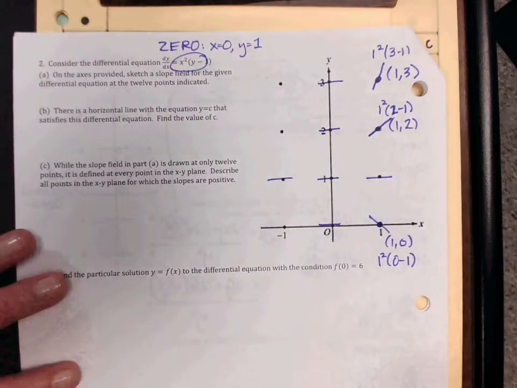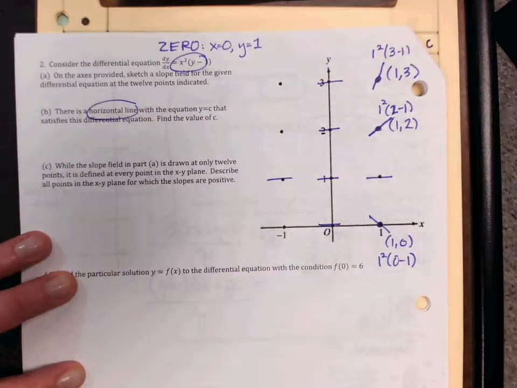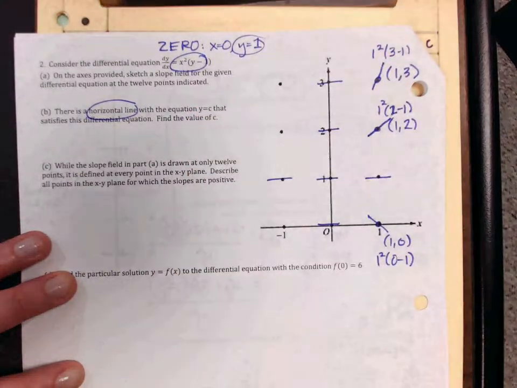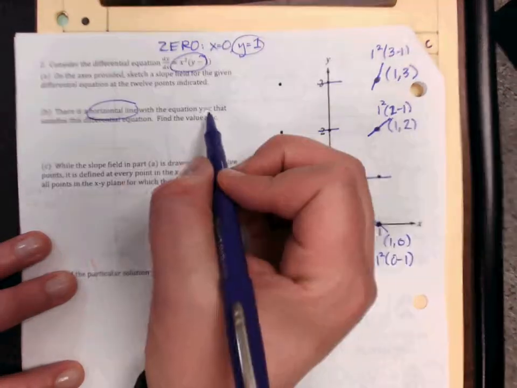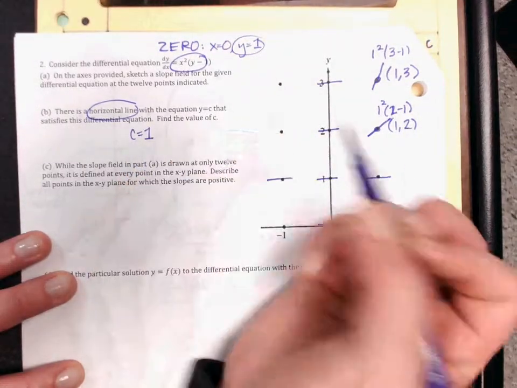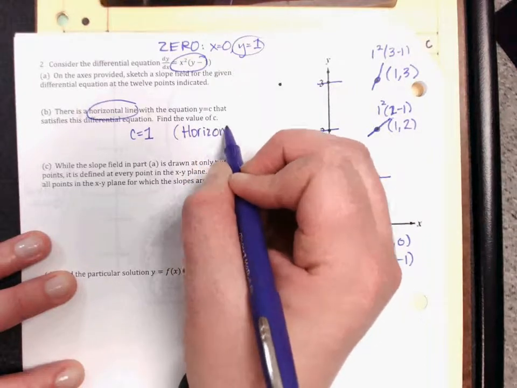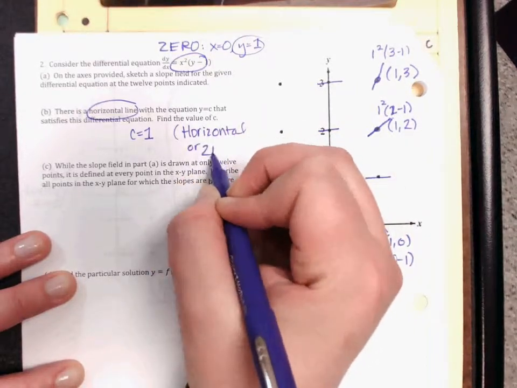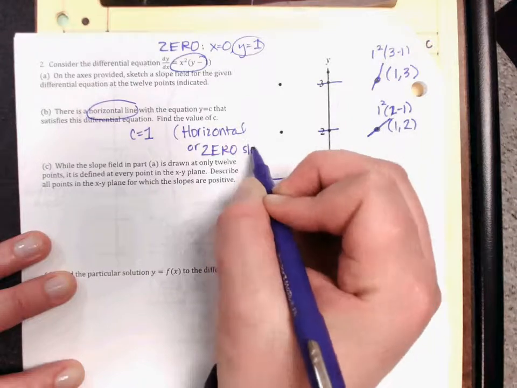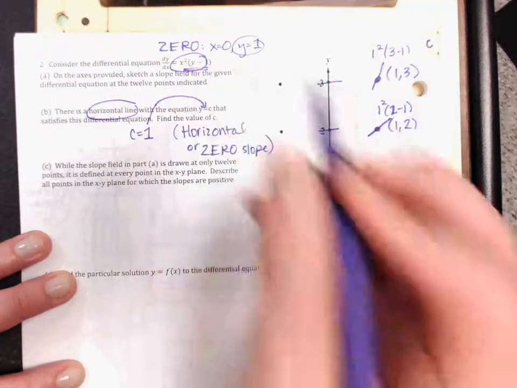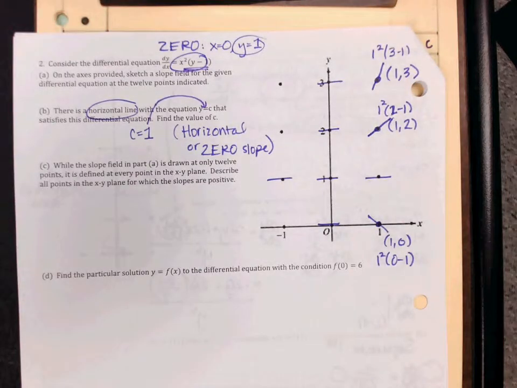Then remember for part B, a horizontal line is going to be a value of y that zeroes out your slope. We already wrote it right here. So if y needs to equal 1 and y equals c, then c needs to equal 1, because remember, that's going to give you a horizontal slope, or a 0 slope. If I were to plug 1 into my equation, that would give me 0.